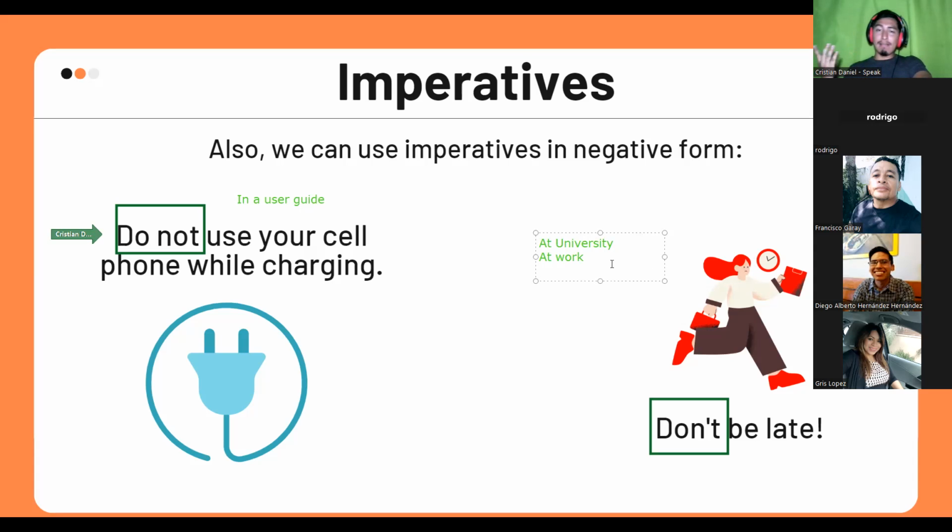Then do we have any other example, everybody? Any other place? At church, yes, it's possible. In some places, they tell you, okay, we have an amazing activity on Sunday. Please don't be late. They don't need to say, you don't be late. We don't need to say that, everybody, because this is a direct instruction.